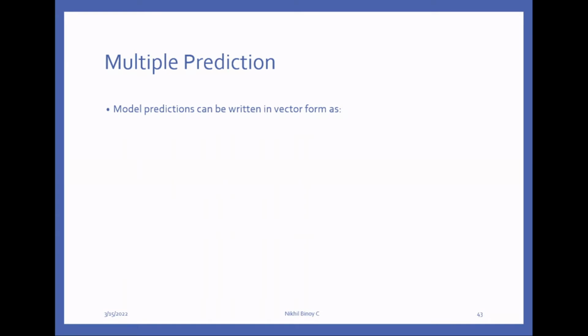So model predictions can be written in vector form as ŷ(k+1) = S Δu(k) + ŷ0(k+1). Here we have a term S, that S is the P into M dynamic matrix. The reason is this is M by 1. In the previous section I had written it as 1 by M. I am very sorry, it is M into 1. This is P into 1.